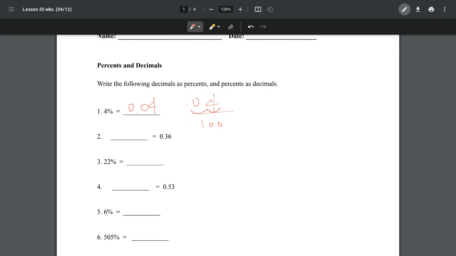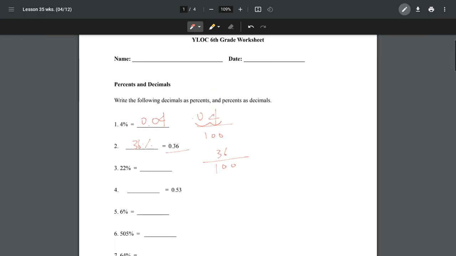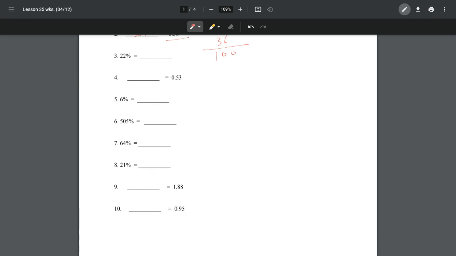Okay, how about number 2? We have 0.36, which is a decimal, and we want to change it into a percent. So 0.36, that's 36 over 100, right? And so that's 36%. Okay? So go ahead and finish the rest.